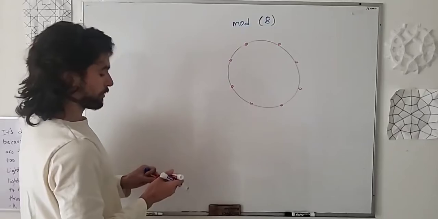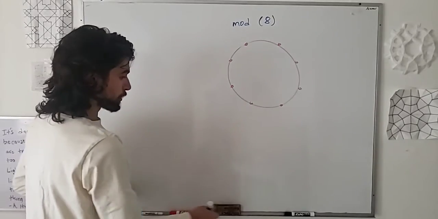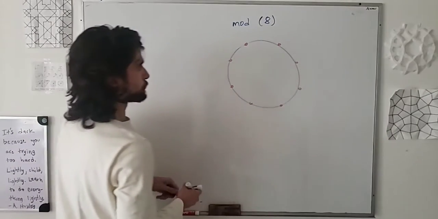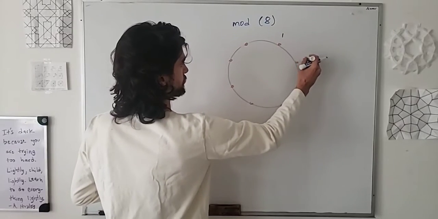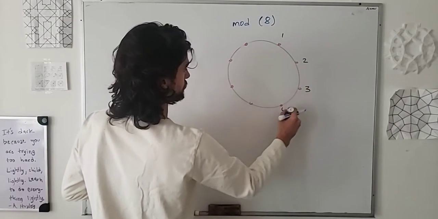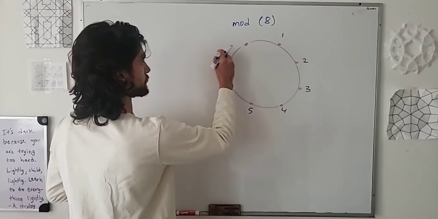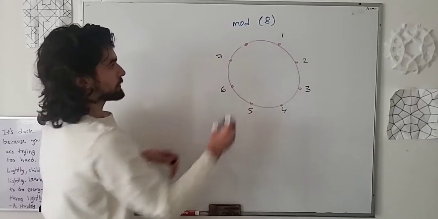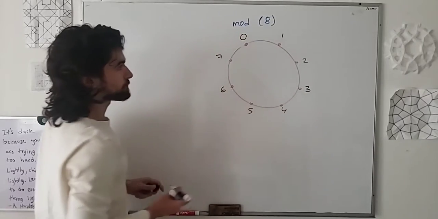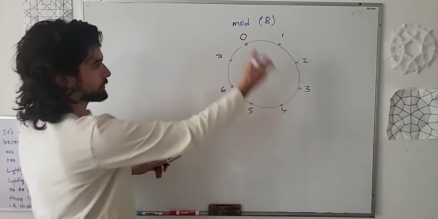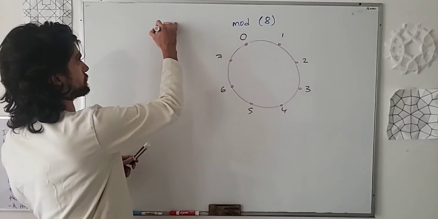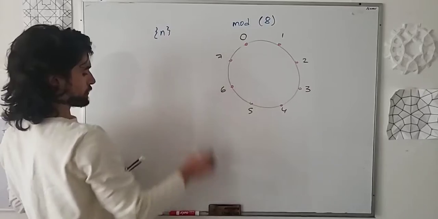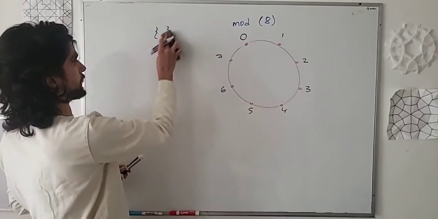So there are 8 points, and we're going to label them. We're going to start with 1. 1, 2, 3, 4, 5, 6, 7. Mod 8, we can't get to 8. 8 is 0. So this would be, in turn, like that. Well, actually, this would be 8.